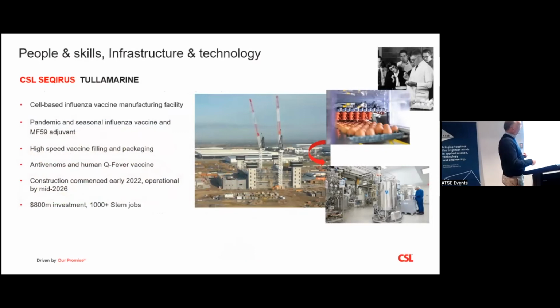It's taking flu vaccine manufacture from the egg-based process that McFarlane and Burnett came up with in the 1940s, which is still used to produce 95% of flu vaccines today, and transitioning that to cell-based manufacture, which CSL has really led globally with the acquisition of a business in North Carolina. So it's not long in the future that not many flu vaccines will be coming out of eggs. Most of them will be coming out of facilities like this. So this is a really big investment for us as well.